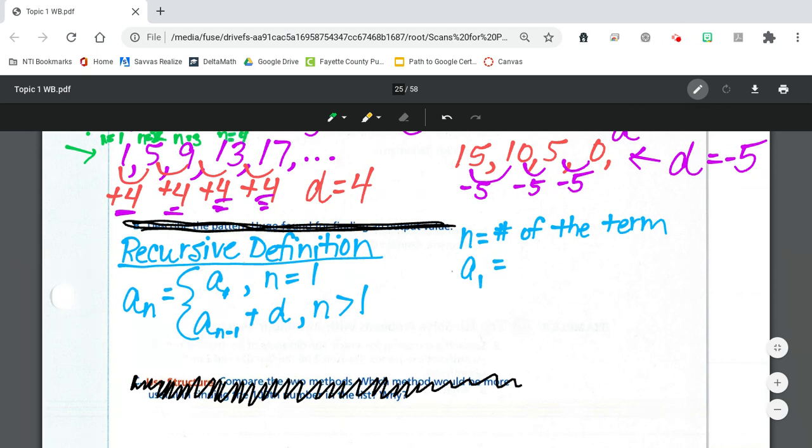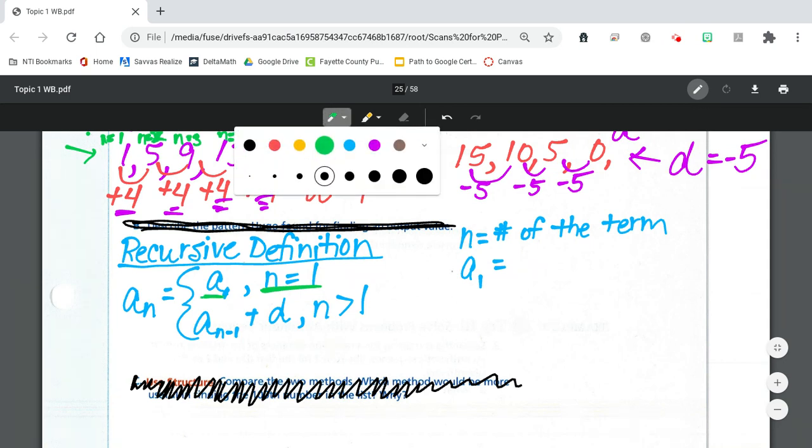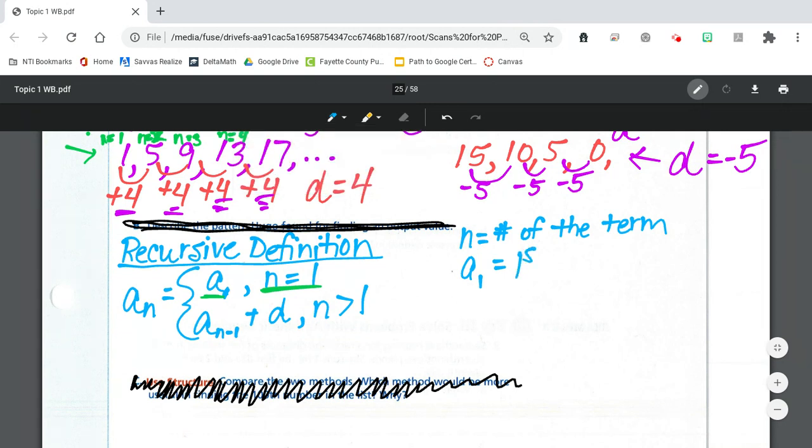So what this first line is saying is if it's the first term, then you get a sub 1. And a sub 1 is the first term, which kind of sounds like, huh? If it's the first term, then it's the first term. Yes, that's exactly what it's saying.